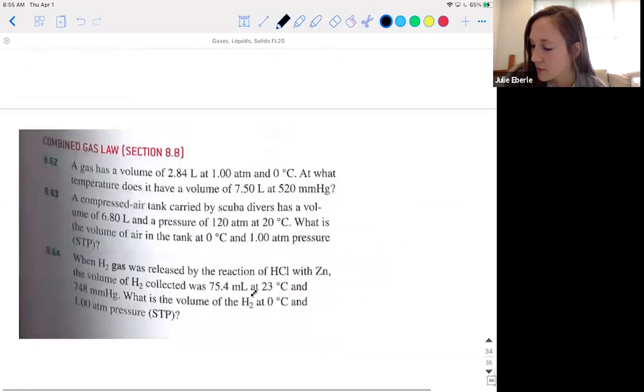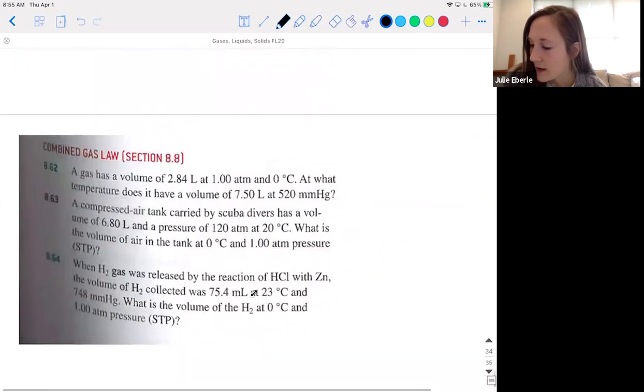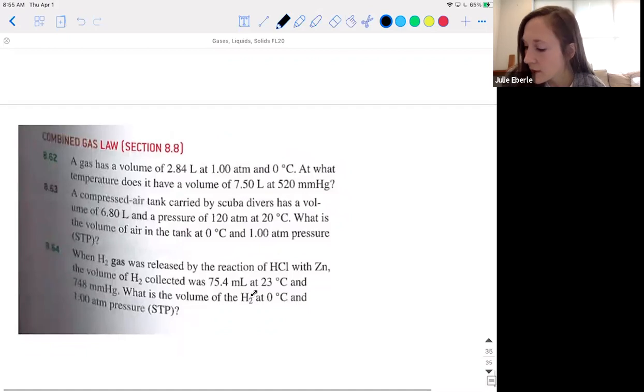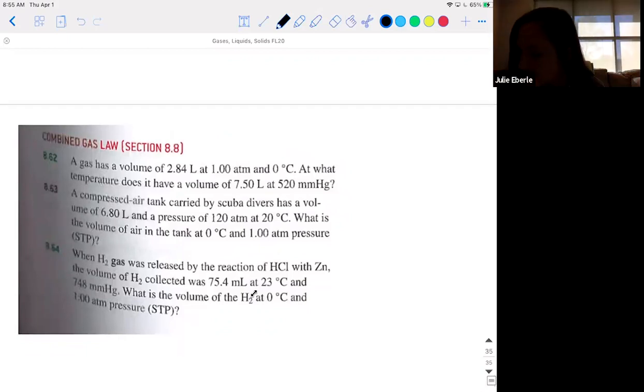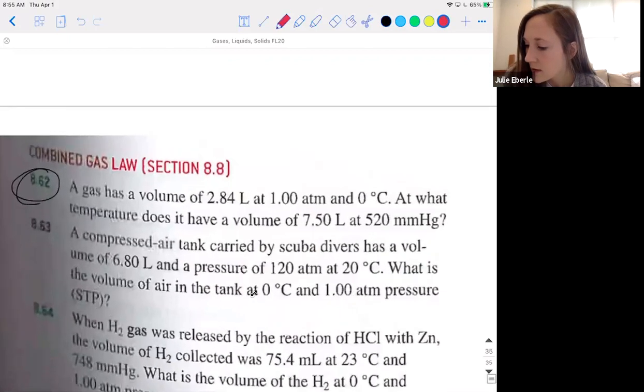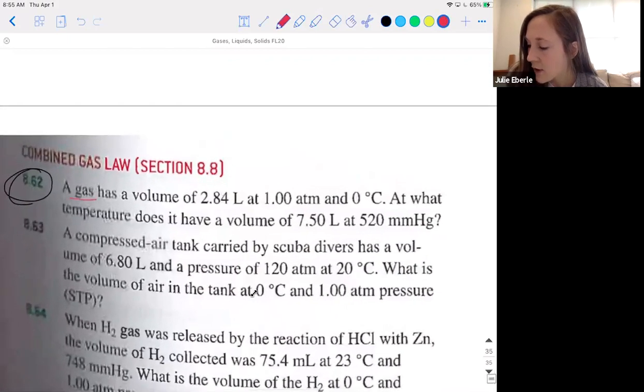I think that's all the problems I have here to work. I want to work one combined gas law problem because we've yet to actually plug in everything and work the full thing. And then we'll see where we are on time with that. So can you guys even read this? This is 8.62. It says a gas has a volume of 2.84 liters at 1 atm and 0 degrees Celsius, which is, let's just go ahead, that's just 273.15 Kelvin.